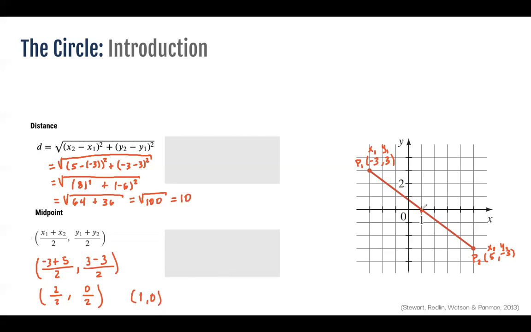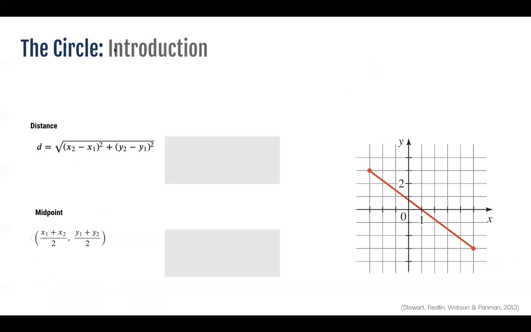And if you notice, it actually makes sense that the midpoint is at 1, 0. So that's a way to find the distance and the midpoint. Now, we're going to keep moving.